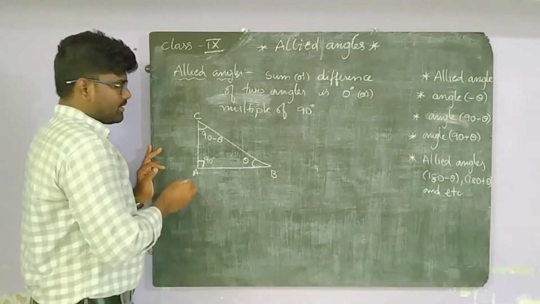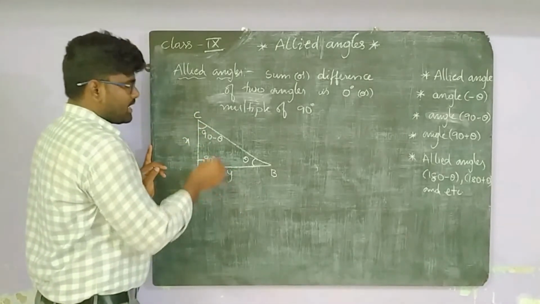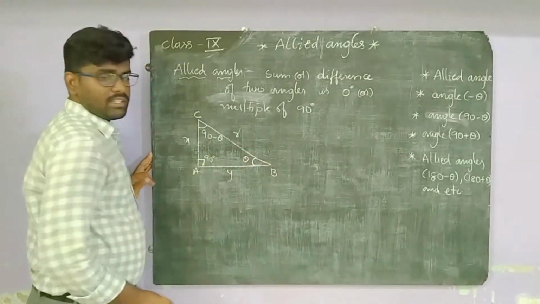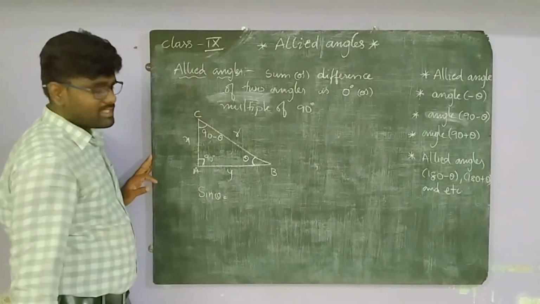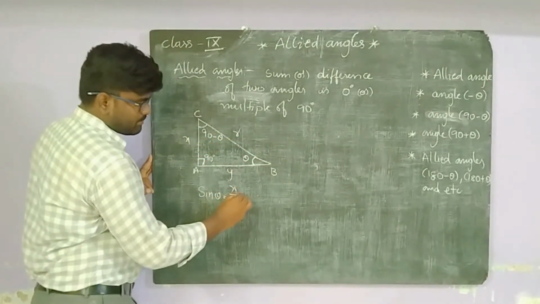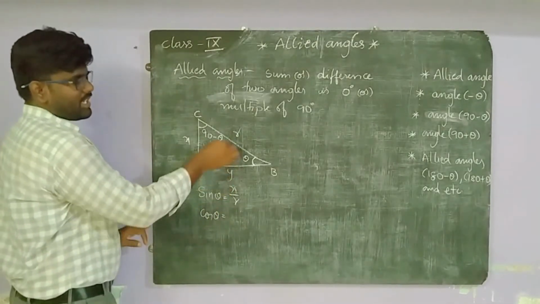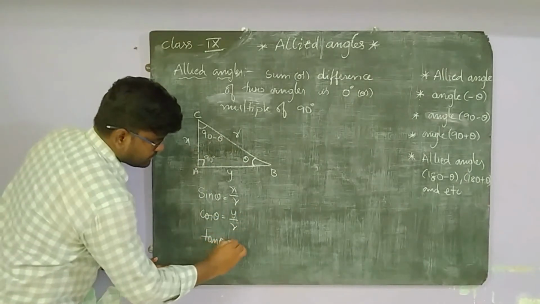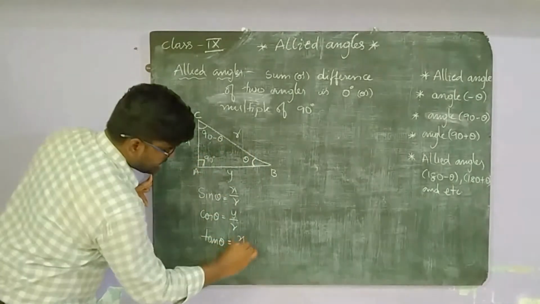Let me give some names here. Let AC be x, AB be y and BC be r. With respect to theta, we can write the trigonometric ratios. Sin theta is opposite by hypotenuse, that is x by r. Cos theta is adjacent by hypotenuse, that is y by r. Tan theta is opposite by adjacent, that is x by y.